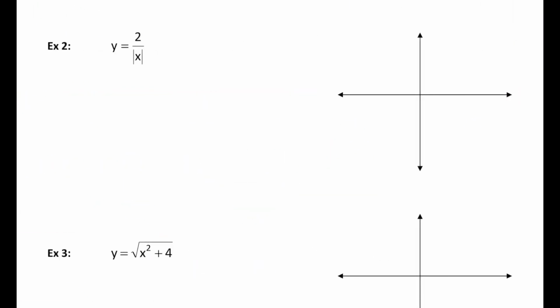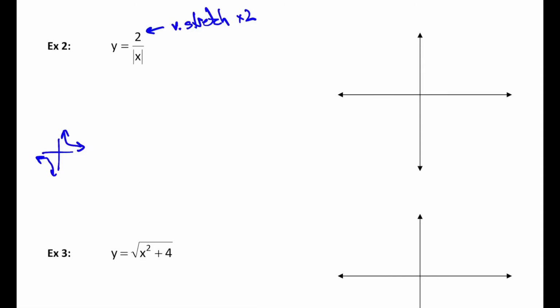Let's take a look at another one. y equals 2 over absolute value of x. All right, so this looks kind of like one of our inverse graphs. And if you remember what our inverse graphs look like, y equals 1 over x kind of looks like this. So what's going on here? Well, that's going to be a vertical stretch times 2. And what is the absolute value going to do?